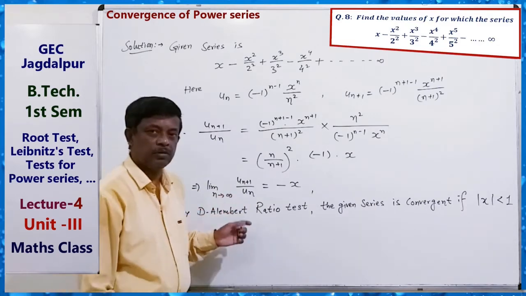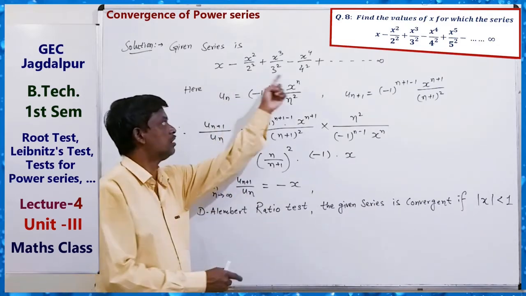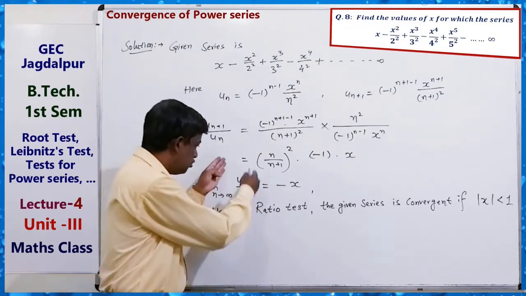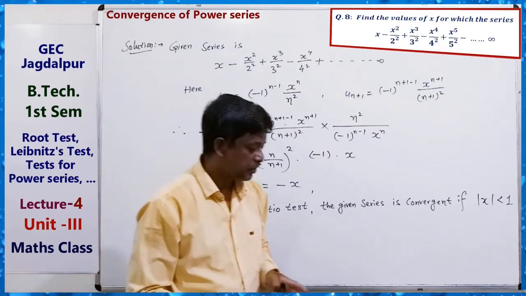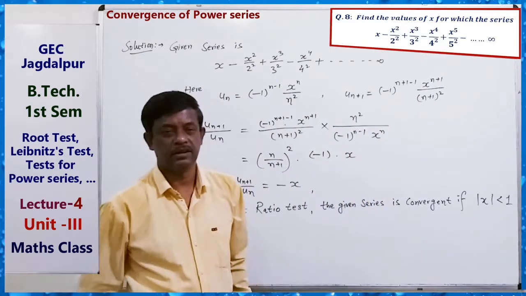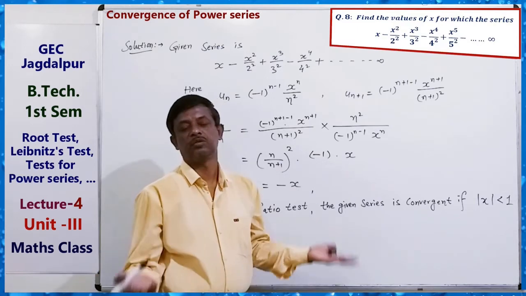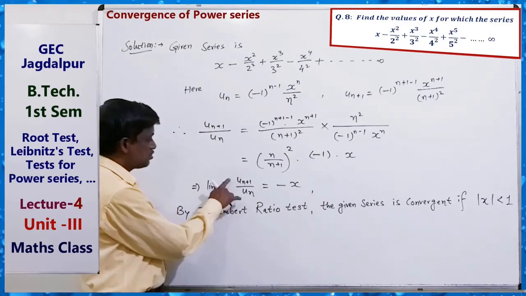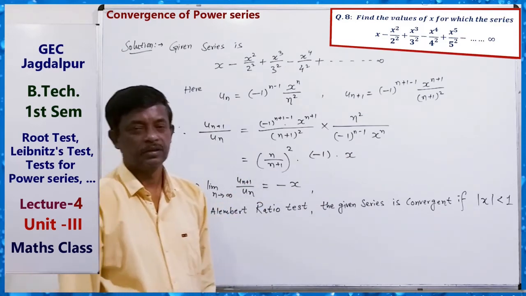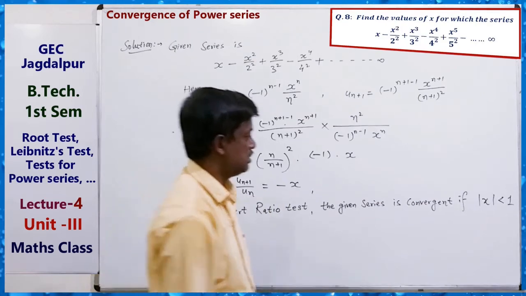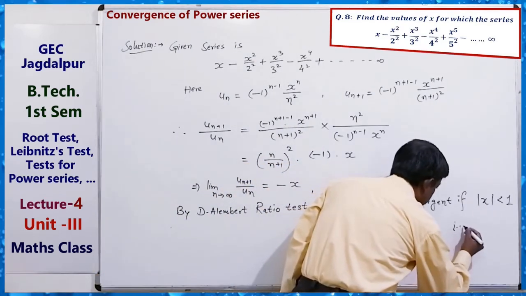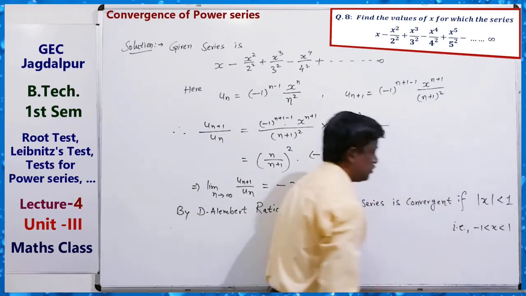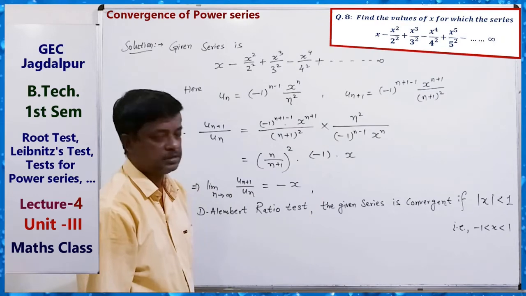Here, for alternating series we will use modulus value. So we can take modulus sign. Modulus of minus x equal to mod x. So mod x is less than 1, u(n+1) upon u(n). So mod x is less than 1 for this convergent. That is, minus 1 less than x less than 1. Okay, convergent.